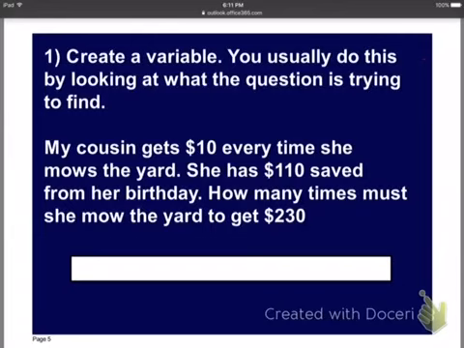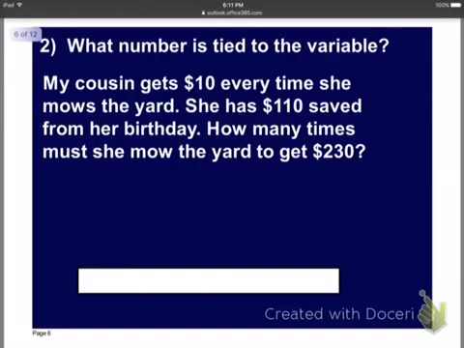In the example here it says, my cousin gets $10 every time she mows the yard. She has $110 saved from her birthday. How many times must she mow the yard to get $230? There should be a question mark there. Typo! So "how many times" tells me that's the question I'm trying to answer. So I'm going to use the variable t to equal how many times she must mow the yard to get to the $230.